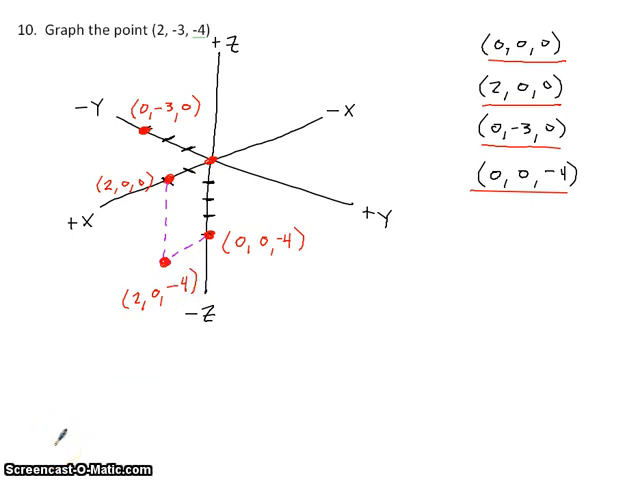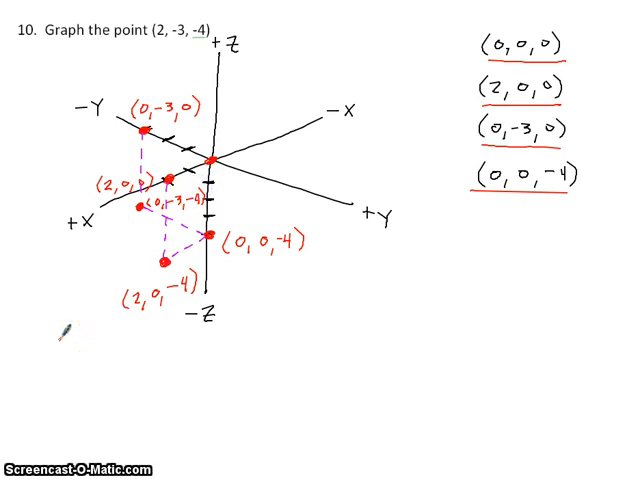Okay, let's go ahead and connect our YZ plane. So from my y-axis, I'm going to go down parallel to Z, and from my z-axis, I'm going to go out parallel to y. And that gives me this point right here, and that point is at 0, negative 3, negative 4.